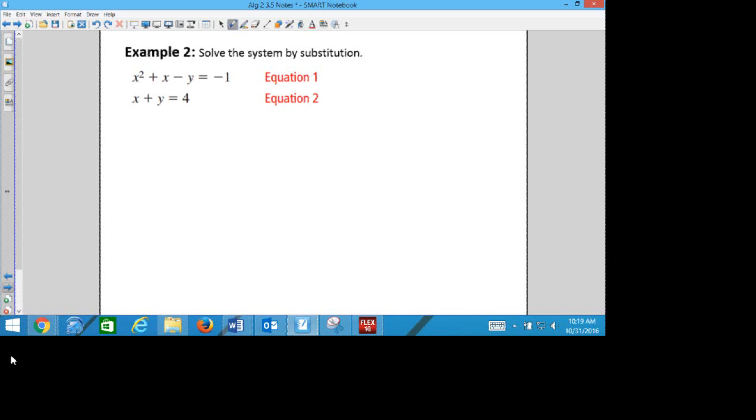Okay. Example number 2, we're going to solve by substitution. So example 1 is your example of how to solve by graphing. Example 2, we're solving by substitution. So to do substitution, you have to solve one equation for y equals. You have to solve one of the equations for y equals, and then substitute y equals in the other equation.